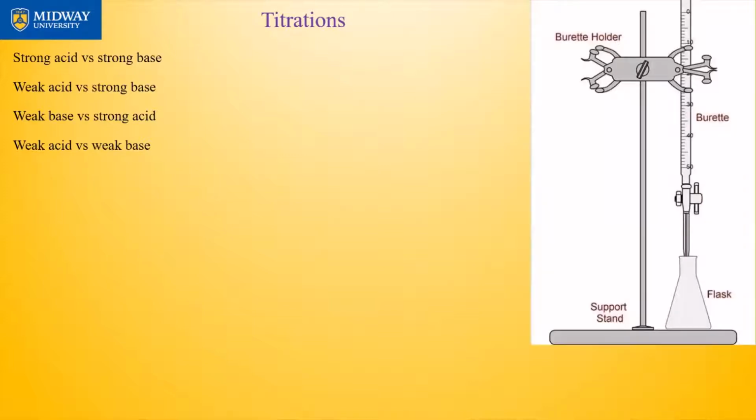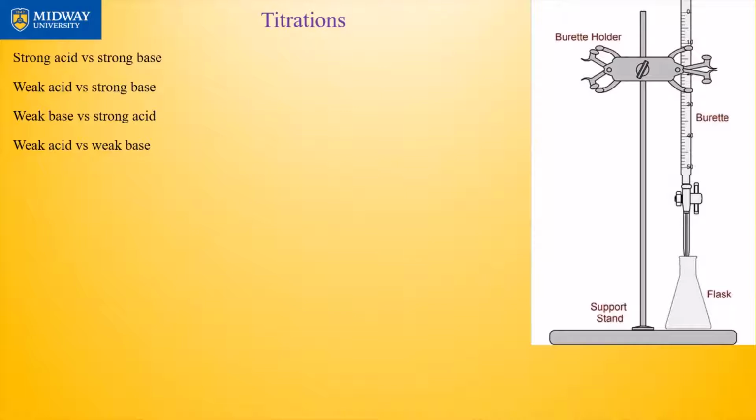So in a nutshell, there are four basic kinds of titrations. And that's typically a strong acid versus strong base, weak acid versus strong base, weak base versus strong acid, and a weak acid versus weak base. Irrespective of what your titration is, that's sort of your basic setup for how a titration is carried out. Now, you would typically have two types of liquids. One goes in the burette and one goes in the flask.